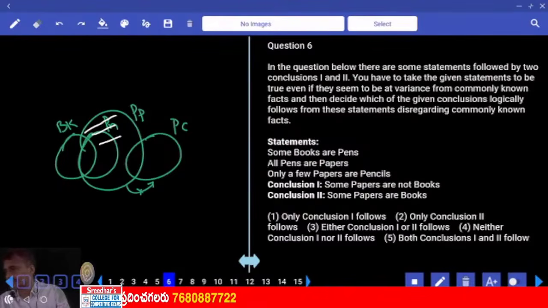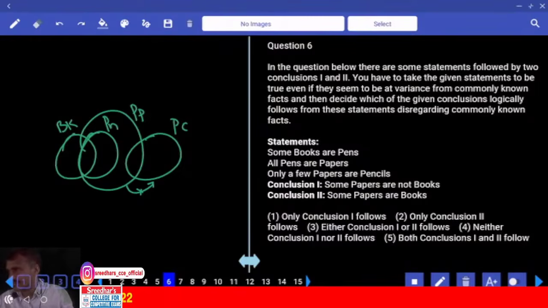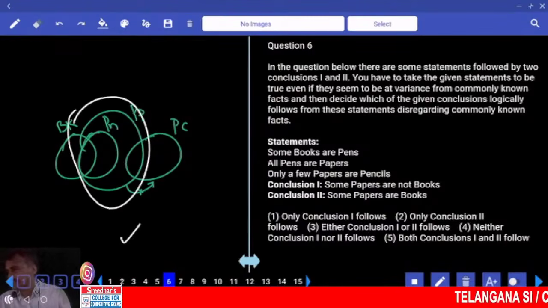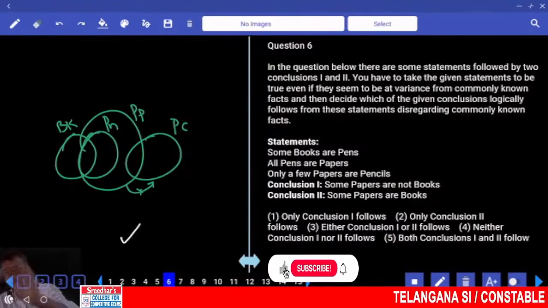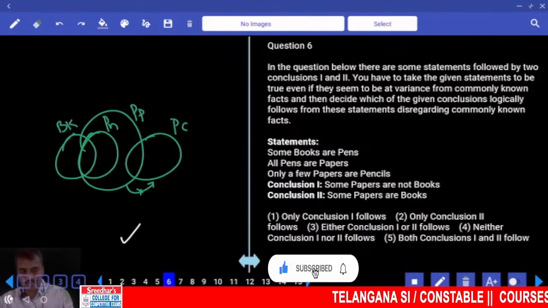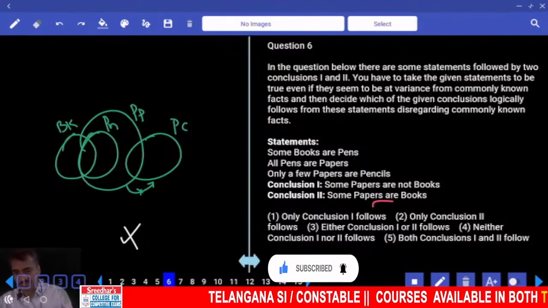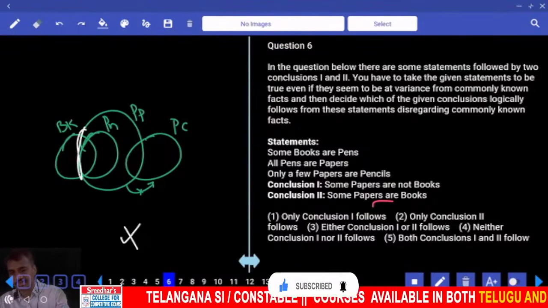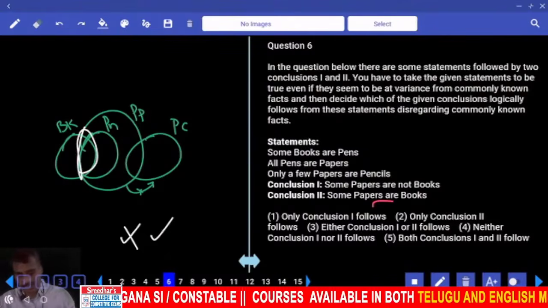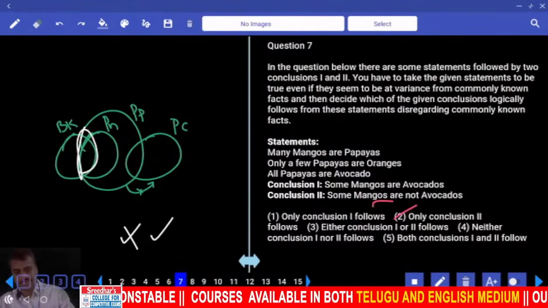True or false? True. Then now we need to prove all papers are book. Possible or not possible? Possible. Because you can write book like this, because there is no condition between book and paper. Then first one, alternate diagram true, previous conclusion false. Some papers are books. Now paper is here, book is here, that is always true. Hence only 2 follows. Choice 2 to question number 6.